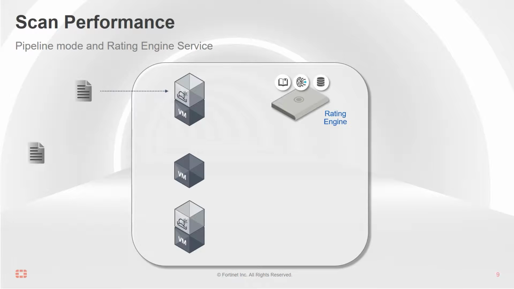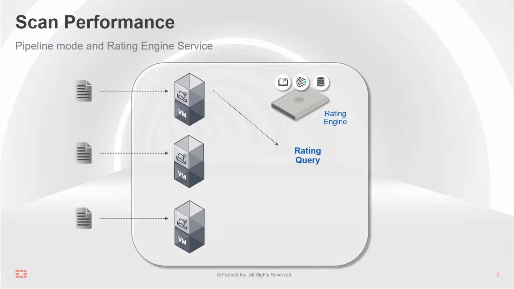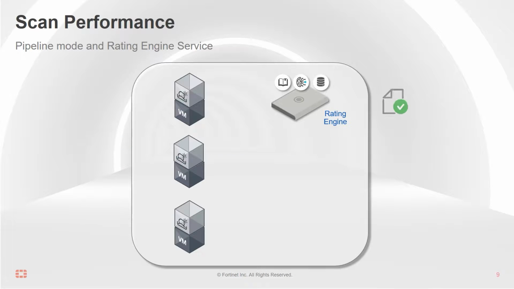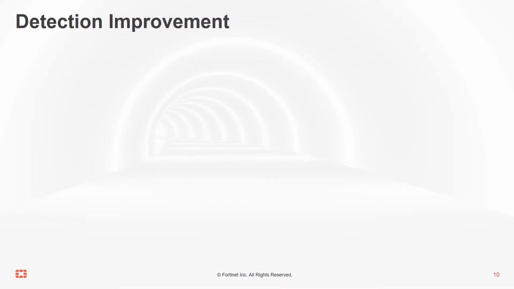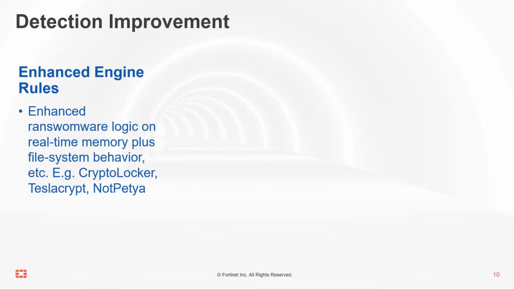Note here that the first and third VMs stayed, while the second VM has been brought down since it had a suspicious rating. In terms of detection improvement, we have the following developed in version 4.2 to make sure that your FortiSandbox is keeping up with the game. The engine logical rules on tracking the behavior of malware memory usage and file system have been improved, thus increasing ransomware detection of CryptoLocker, TeslaCrypt, NotPetya, and several others.